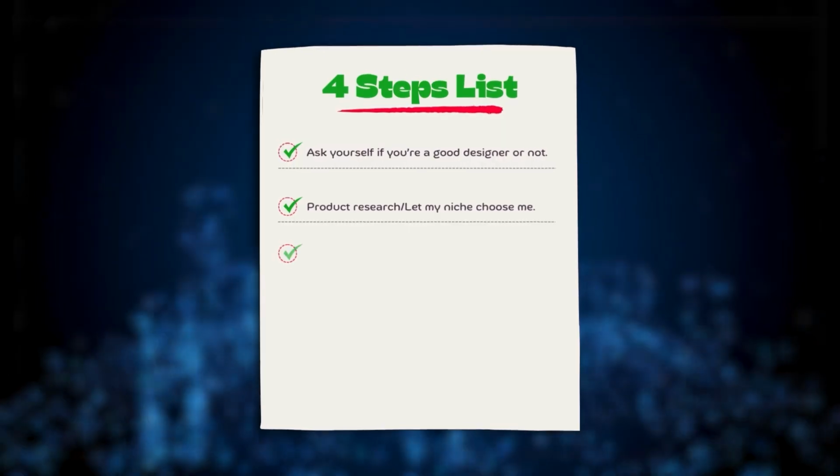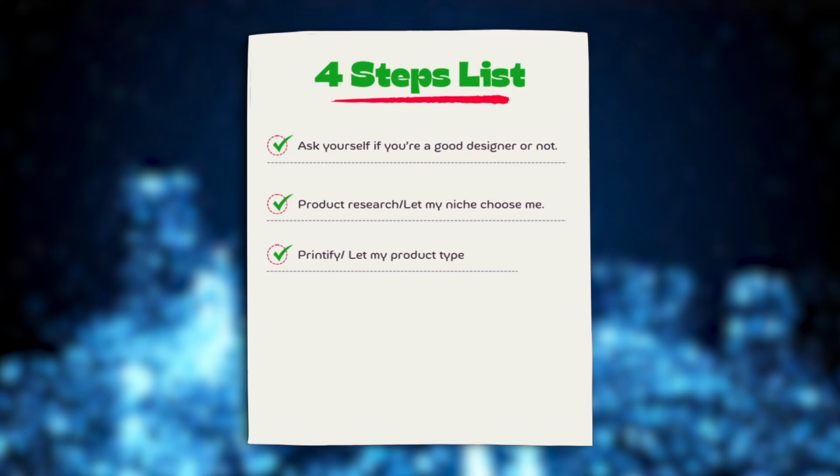And now on to step number 3. What I would do is let the product type choose us as well. So let's say we had a hot shop going now. We know what niche is popular for us. Now we can test and see which product type works best for us.